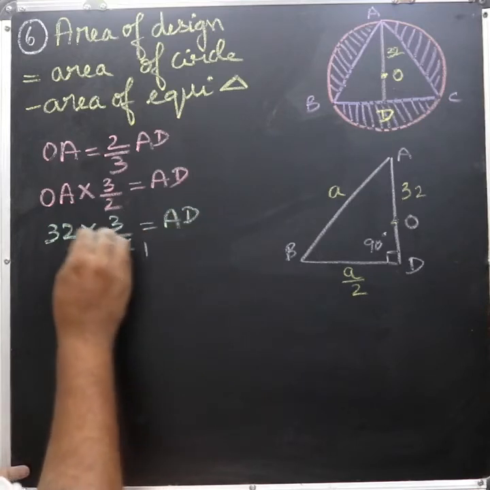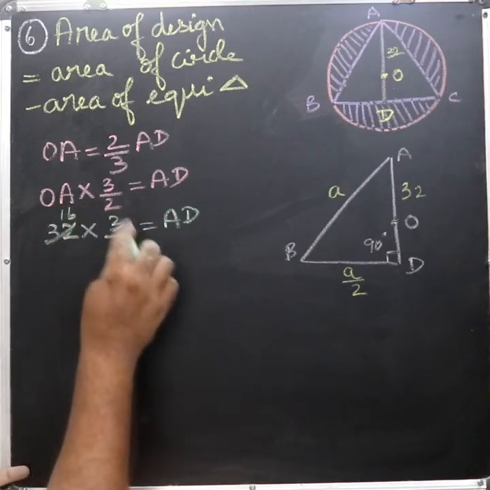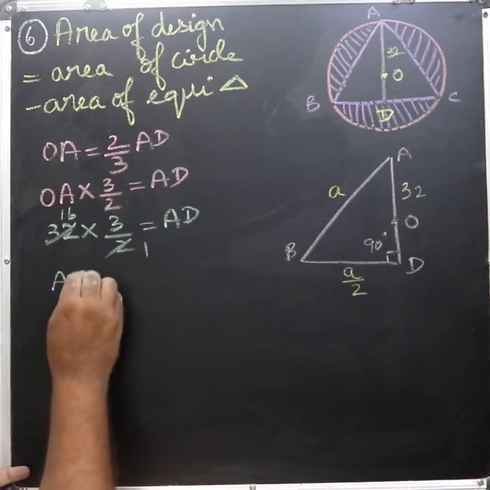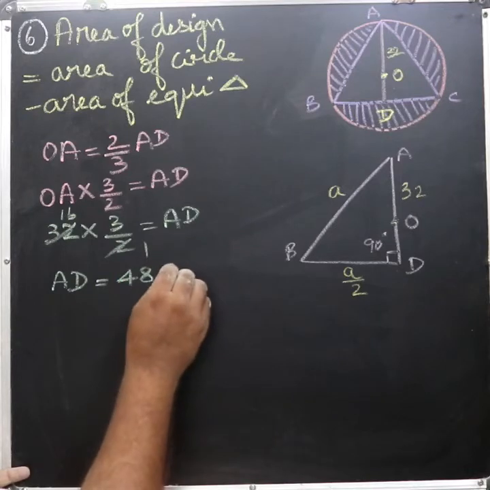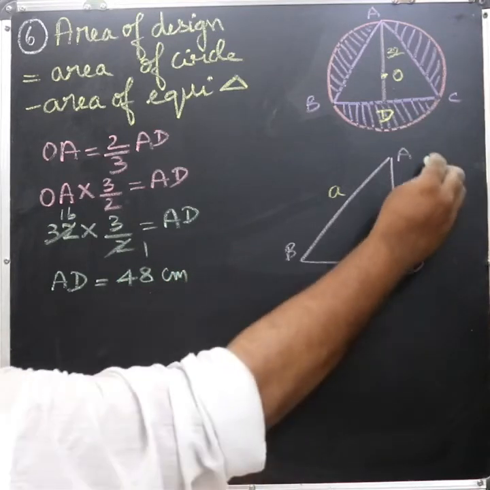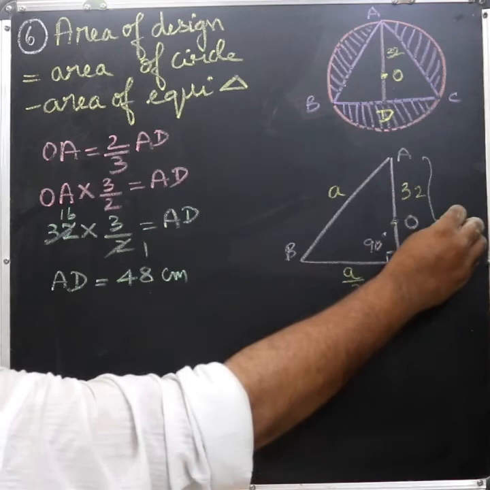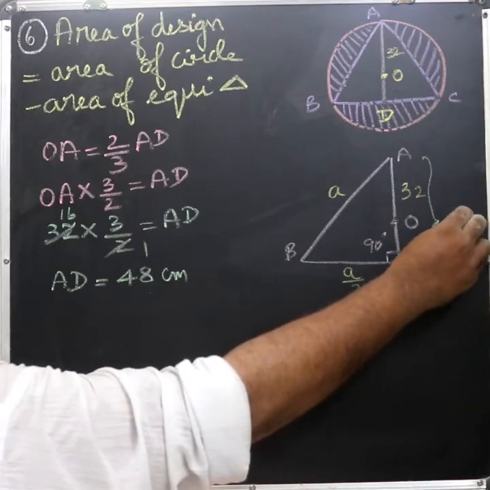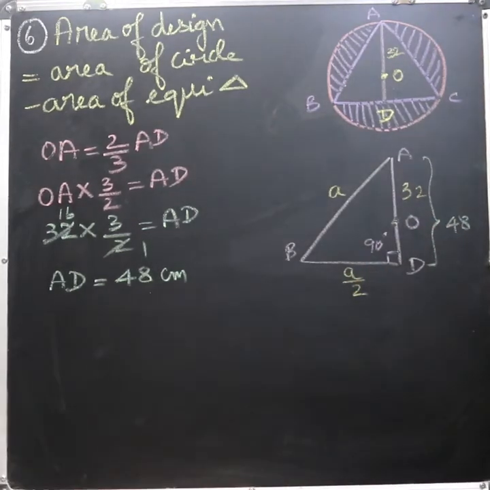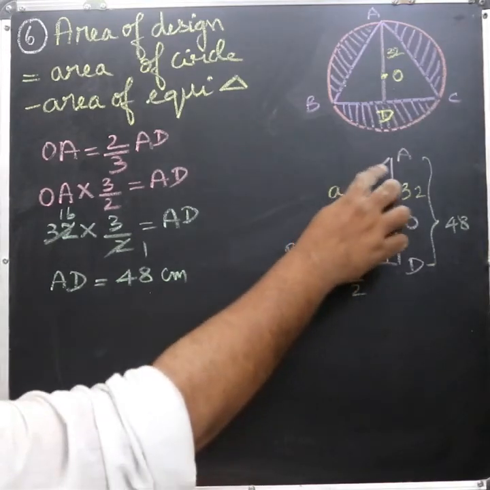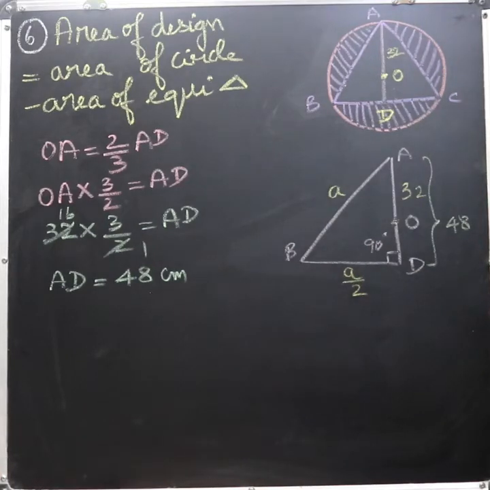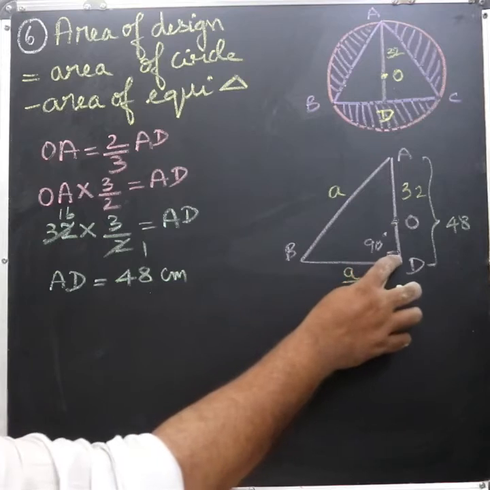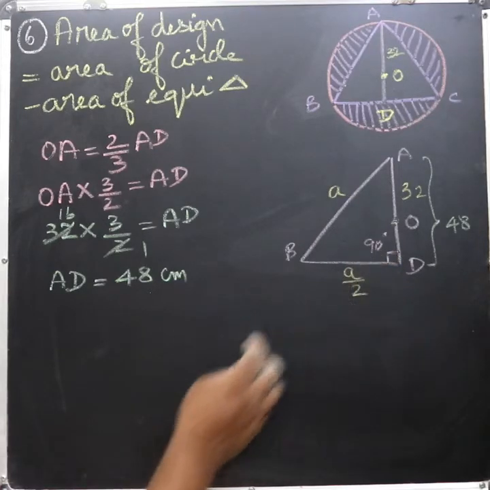Substituting that, we will have 32 into 3 by 2 equal to AD. So when you cancel, 1 times 16 into 3 is 48. Now we have found AD. It is going to be 48 centimeter. Now we have found this measurement. It is 48. Now we are going to substitute this in this right angle triangle. When you see that right angle triangle, you can use Pythagoras theorem, because angle D is 90 degree.